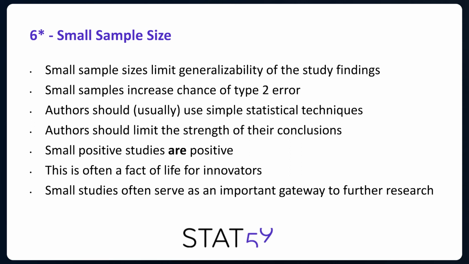So if we say we have a p-value of 0.01 in a large study, or we have a p-value of 0.01 in a small study, what we're saying is that our probability that we committed a type 1 error, the probability that we determined the study as positive, but it actually isn't, is actually the same. So the p-value, its design is to compensate for that. So small positive studies are positive and should be interpreted as this. Remember that small sample sizes are a fact of life for those of us who work in innovative areas of research, and that small studies often serve as an important gateway to further research.